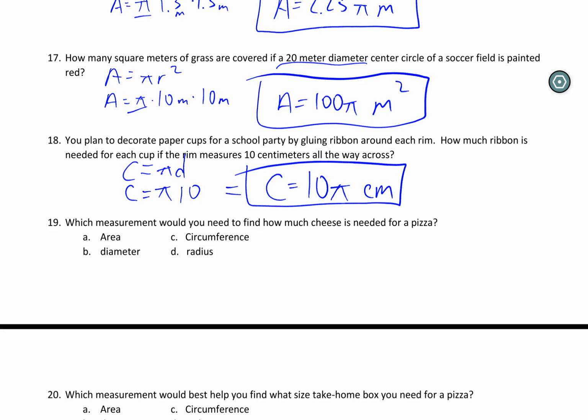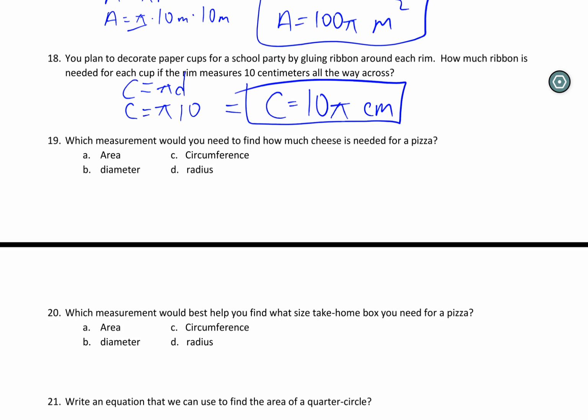All right, so question number 19. Which measurement would you need to find how much cheese is needed for a pizza? So cheese is going to go all the way around my circle, all the way inside of it, fill up my circle. Hopefully any good pizza is going to do that. So we want to fill that pizza with cheese. And so since it's going to fill in all of the circle, that is going to be area.